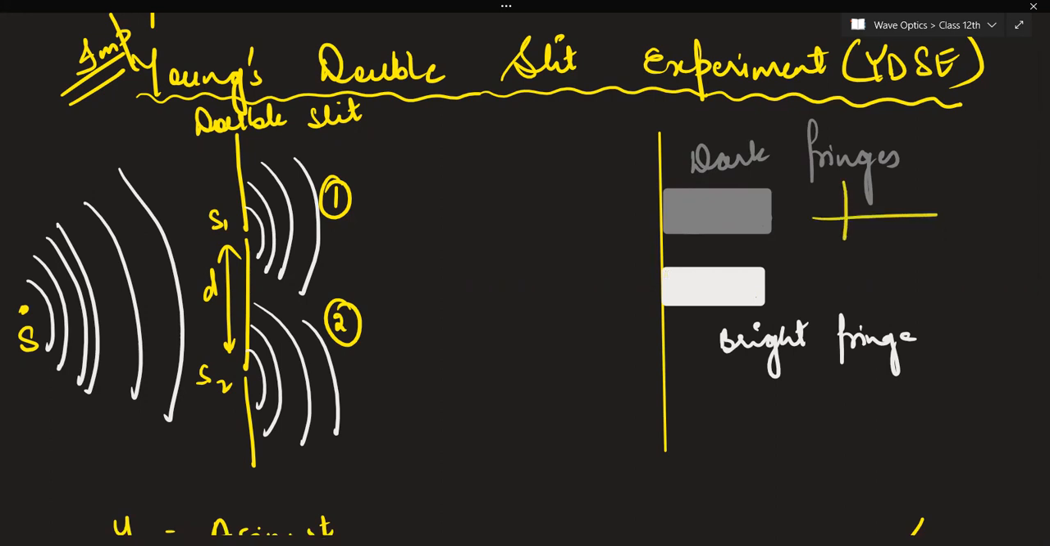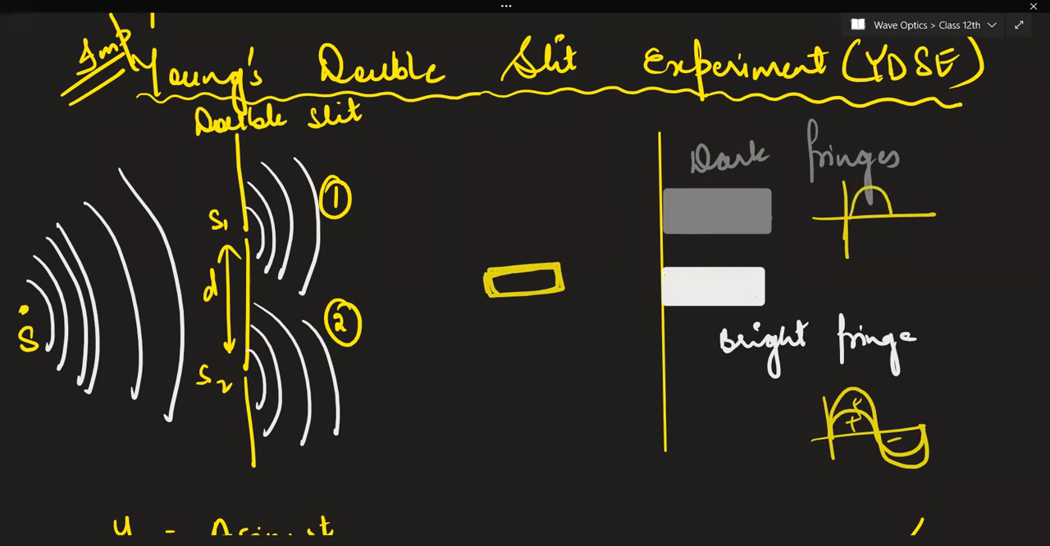When two waves superimpose each other constructively, superimposing each other means that the crest of one wave and the trough of another wave coincide with the crest and trough of the other, plus plus, minus minus, that results in increasing the intensity. So you get a very bright light at the center. This bright light is known as the central bright fringe.